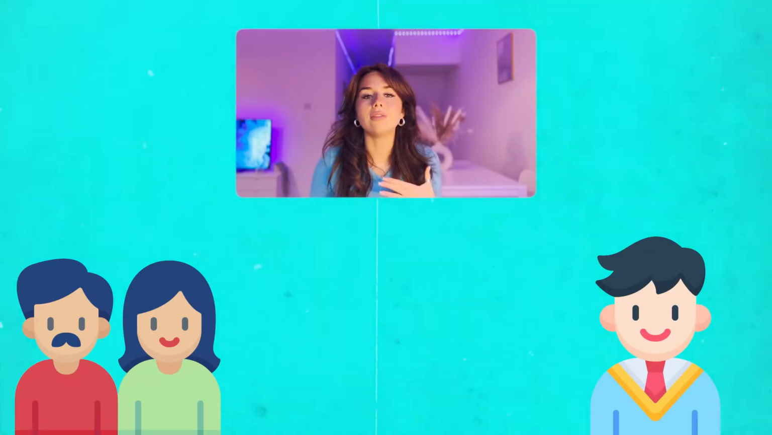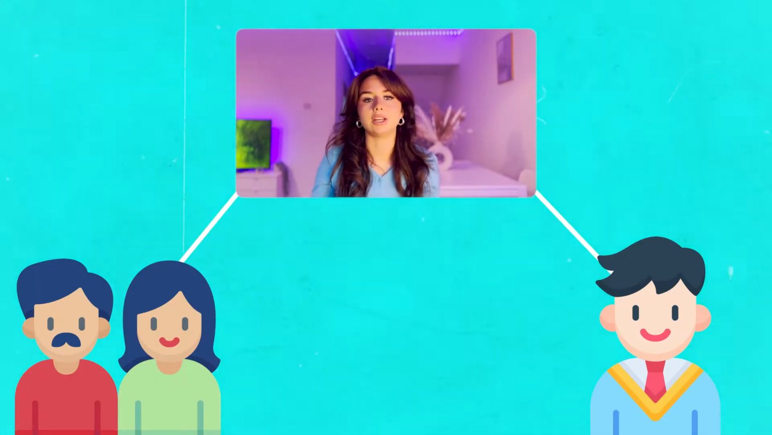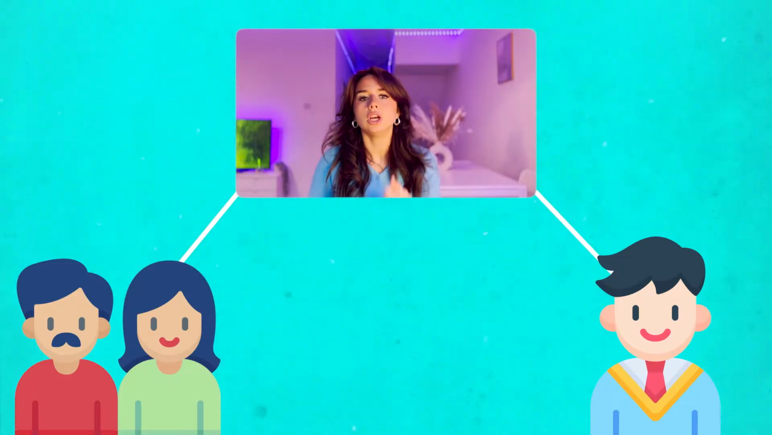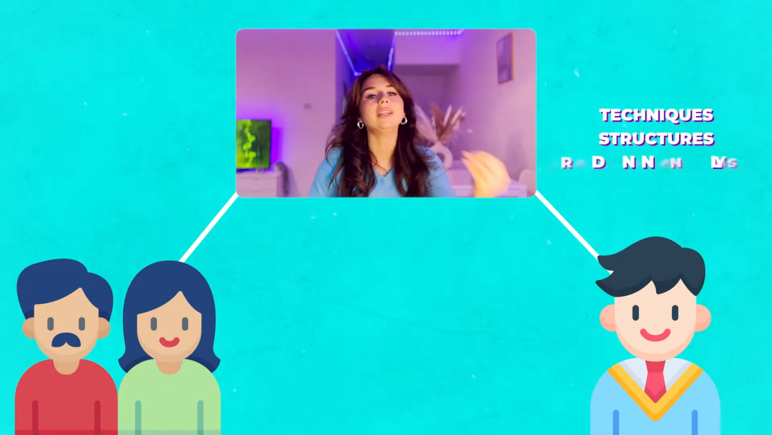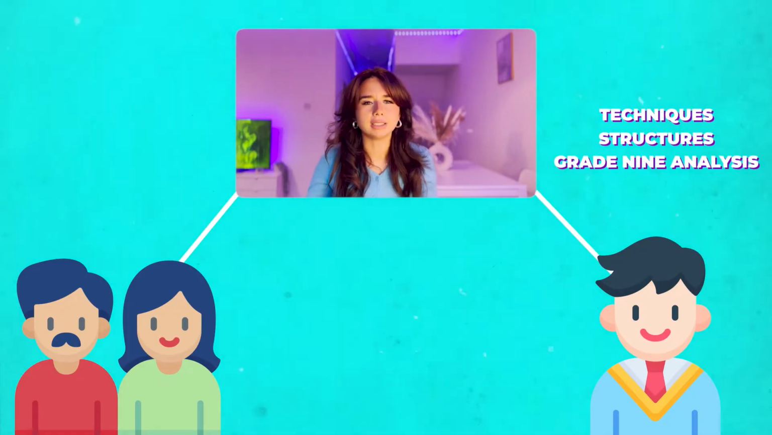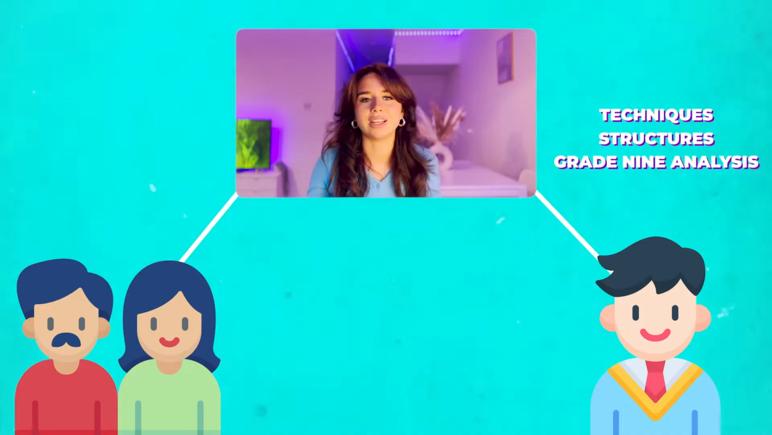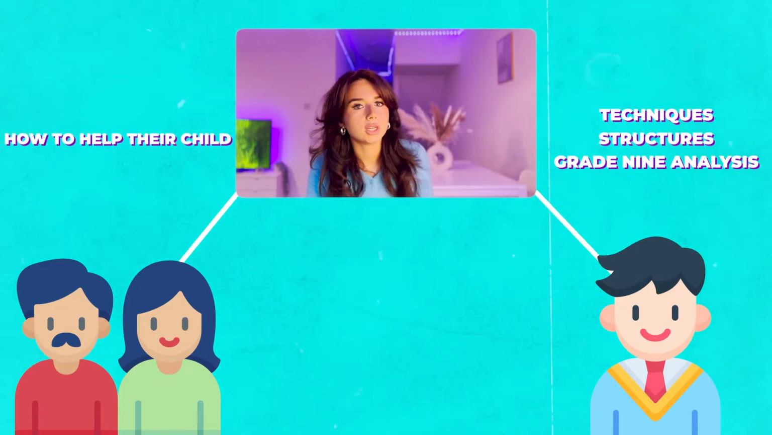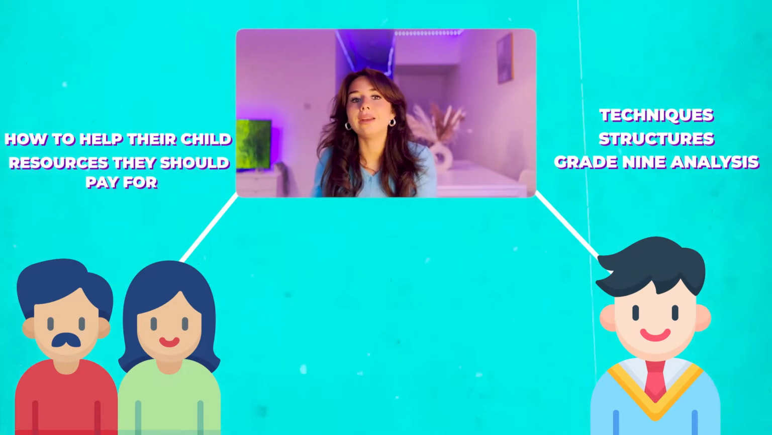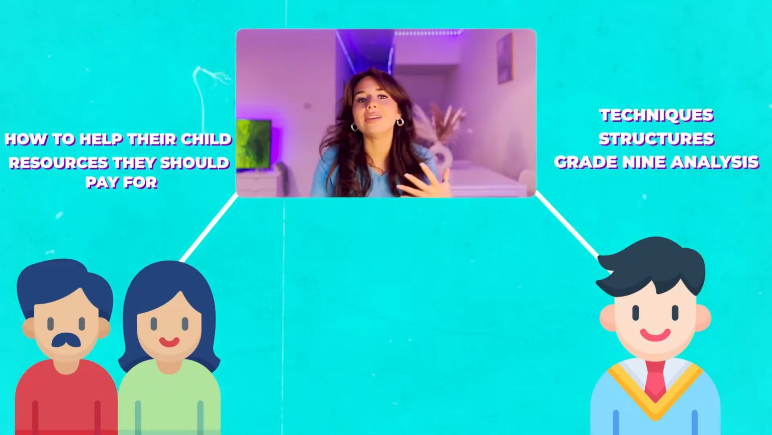Think about, for example, if I was speaking to you guys versus if I was speaking to your parents about GCSE English, how I would speak about it differently. To you guys, I'll give you techniques, I'll give you structures, I'll give you grade 9 analysis. If I was talking to your parents about it, I wouldn't give them the same thing about GCSE English because they're not sitting their GCSEs. Maybe I'd give them tips about how to help their child with GCSE English, some resources they should pay for their kids, like the Lightup Hub. But it'd be a very different way I would approach it. So you need to make sure that you're clear.